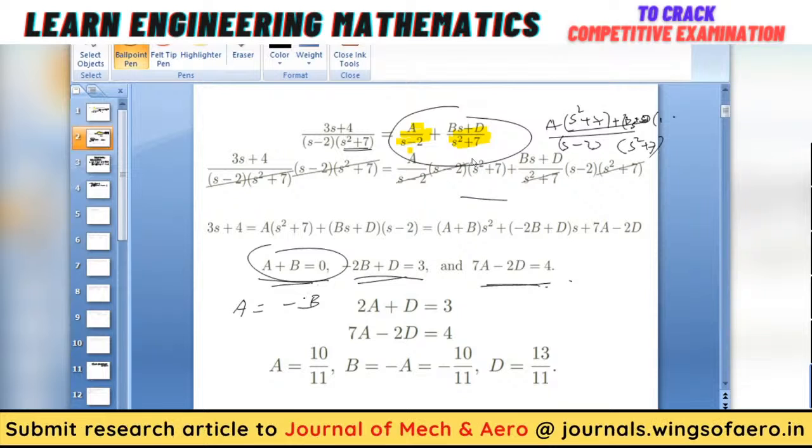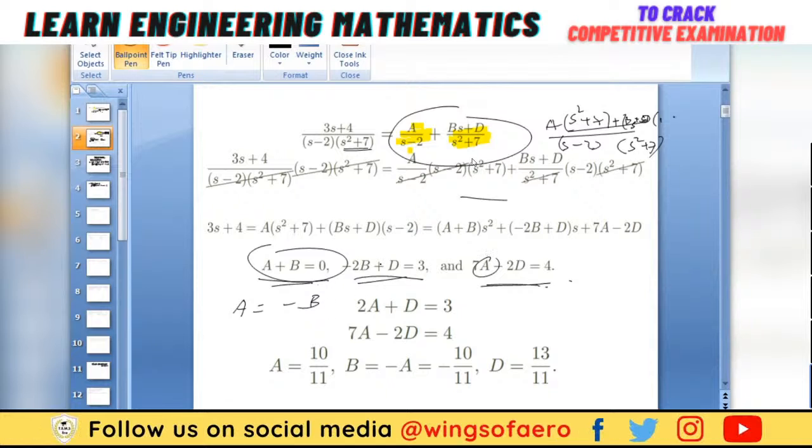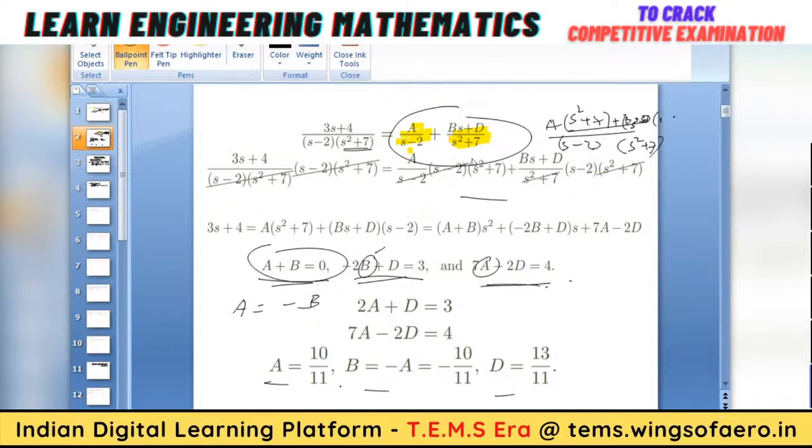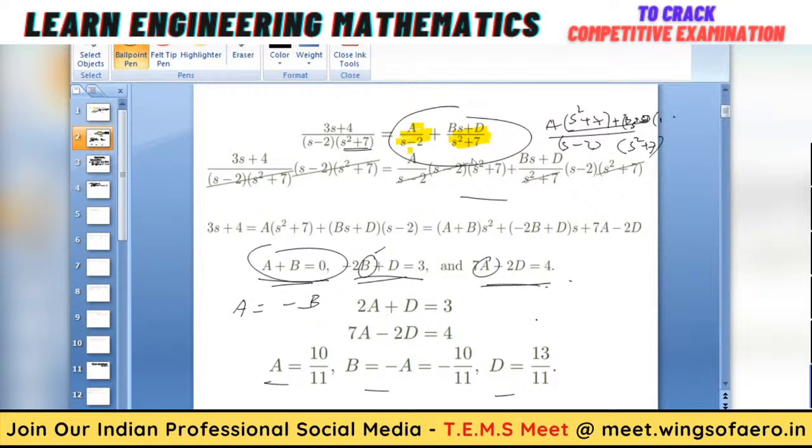So simply you can put the value of a equal to minus b, or simply put the value of b equal to minus a here. Find the value of a, b and d. Then what is the partial fraction? Just simply put the value of a, b and d. It will become like this.